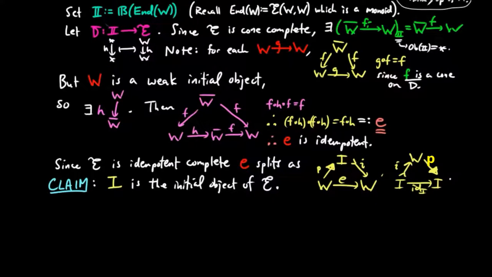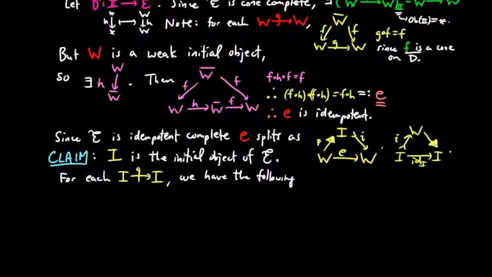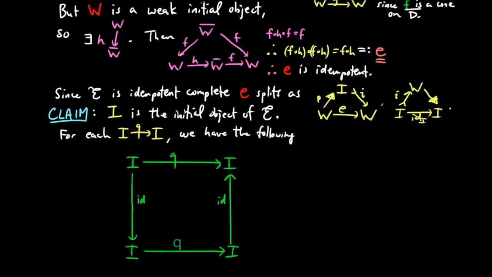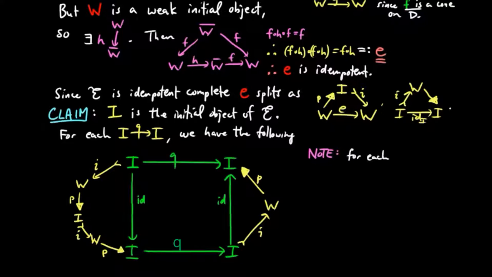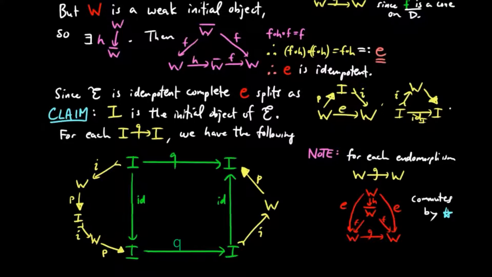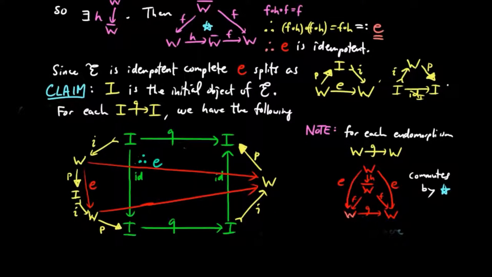We first show the endomorphism monoid of I is trivial. For each I endomorphism Q, we have the following commuting diagram, where the green square commutes trivially, and the yellow diagrams on the left and right commute since PI is the identity on I. We note that for each W endomorphism G, GE is equal to E by the blue star above and the definition of E. On the diagram to the left, we have a red commuting triangle with the left side equal to E. Therefore, by the observation on the right, the top diagonal must be E, regardless of what the bottom diagonal, which is a W endomorphism, is.